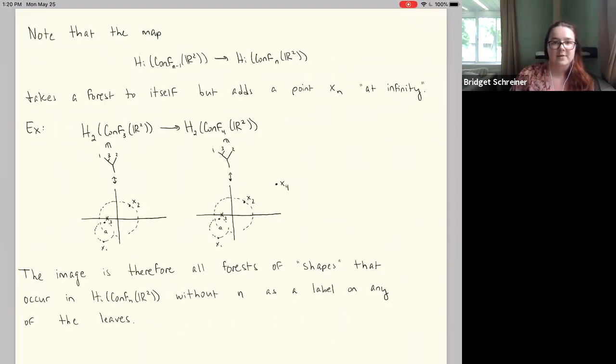So we can now see what the image of this map is. It's going to wind up being all forests of tree shapes that occur in Hi of conf n, that don't have n as a label because we don't have that in Hi of n minus 1. And I'll draw a picture to make this a little bit more precise in a minute. But basically, if we look at the tree on the right, it has the same shape as the tree on the left. But in H2 of configurations of 4 points, we have trees that look like that, but that have 4 as one of the labels. And those are not going to be in the image of this map, just because the labels remain unchanged under the map.